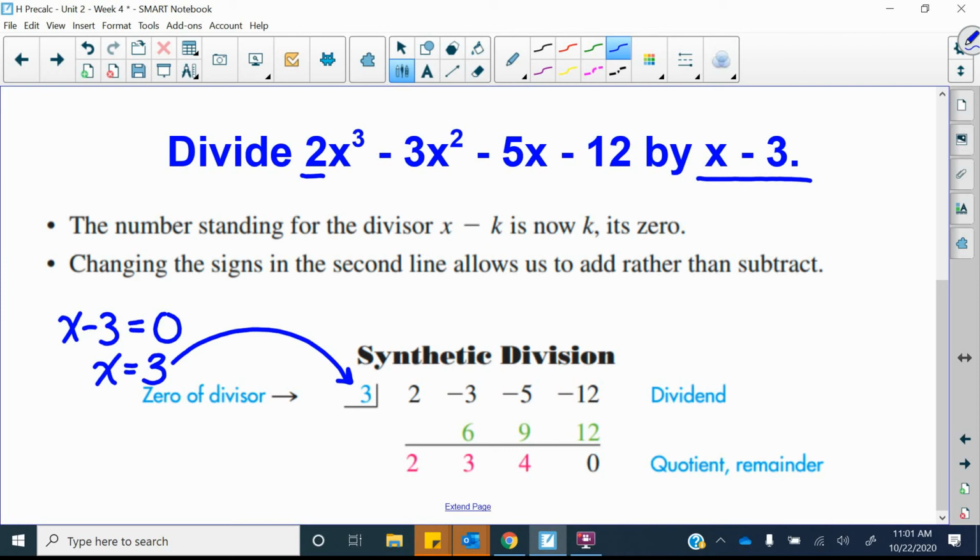One thing I do want to point out, if, let's say, for example, this particular problem was missing the x term, make sure in synthetic division you add a 0 in place.